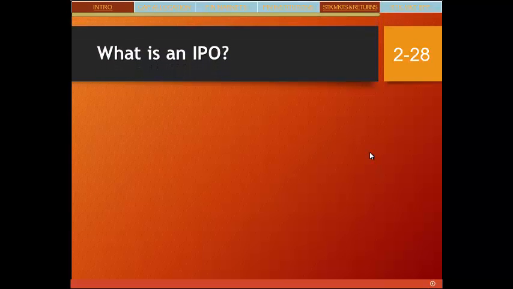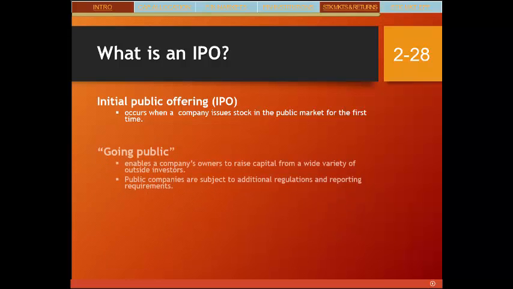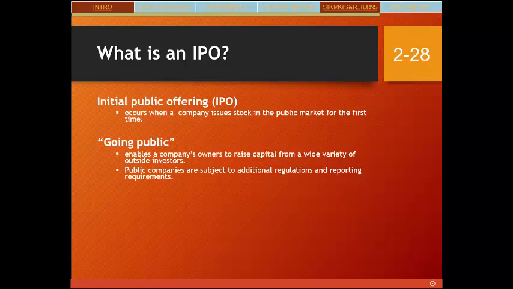Now, what is an IPO? An IPO is an initial public offering, and it occurs when a company issues stock to the public for the first time. It is the only time that a corporation gets a dime from the investing public. An IPO is also known as going public. It enables a company's owners to raise capital from the largest group of providers of capital, which is you and me and the person down the street.